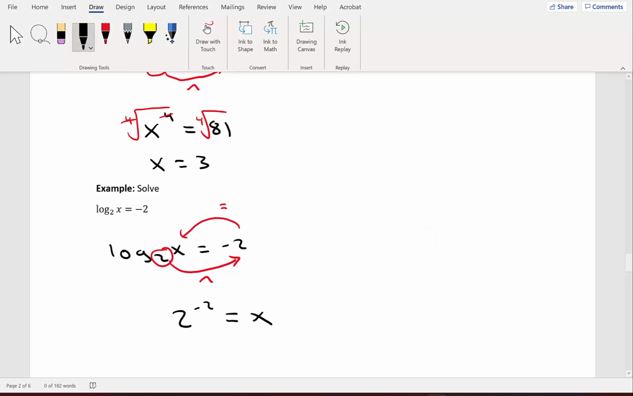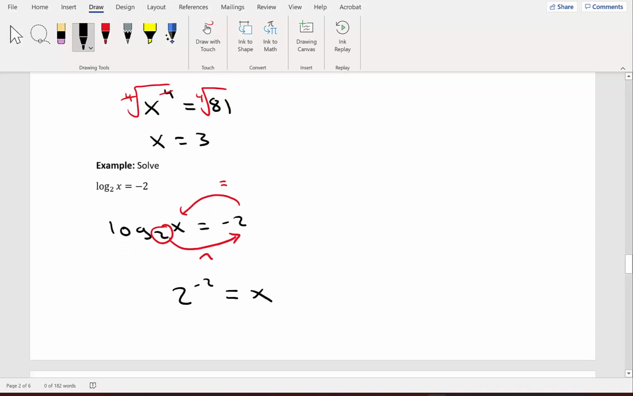Okay, well, our x is already by itself. We just have to simplify the 2 raised to the negative 2nd power. Now, going back to our rules for exponents, if we have a negative exponent, we have to take the reciprocal of 2, which is 1 over 2, and then you change the exponent to be positive. So we have 1 over 2 squared is equal to x, which is telling us that x is equal to 1 over 4.